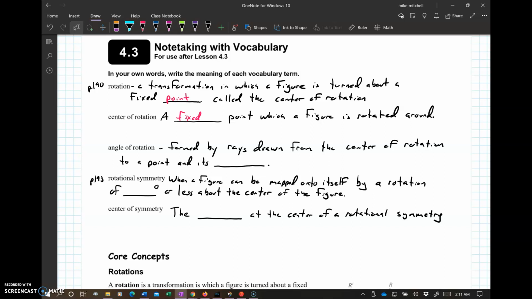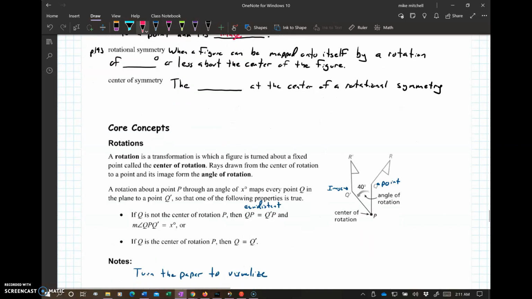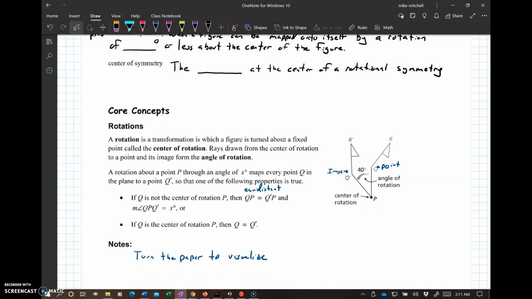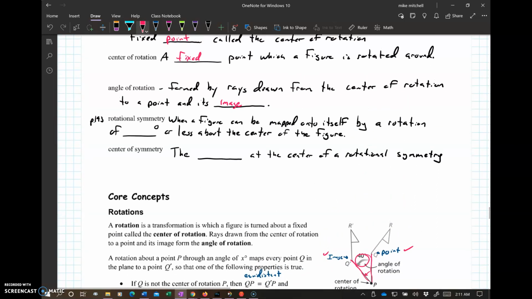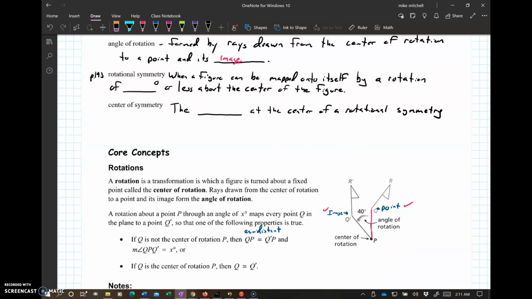Angle of rotation. There's a good picture of it on the next page here, formed by rays drawn from the center of rotation to a point and its image. Oh, actually right here we got that. So here's our point. Here's our image. We got the line going to the point, the line going to the image. This angle right here, the 40 degrees, that is our angle of rotation. Okay. So that's where that comes from.